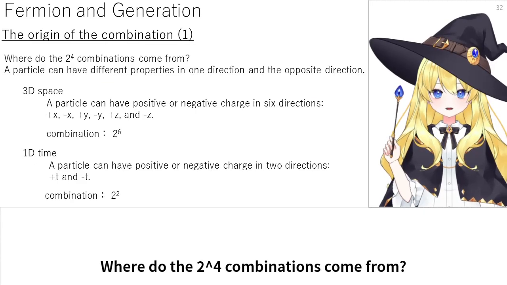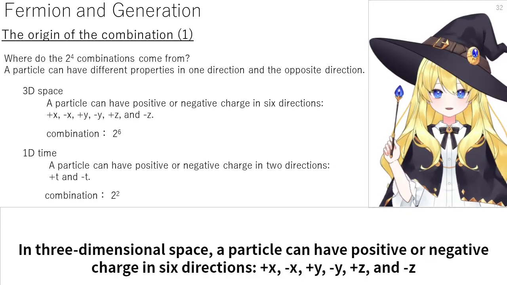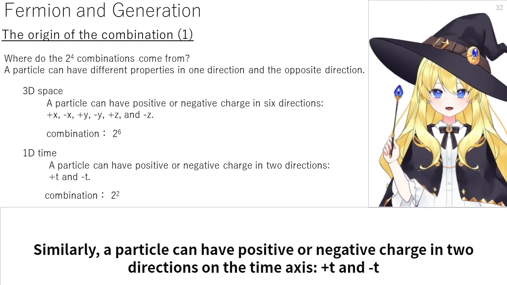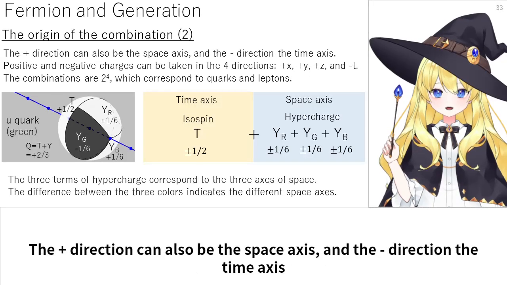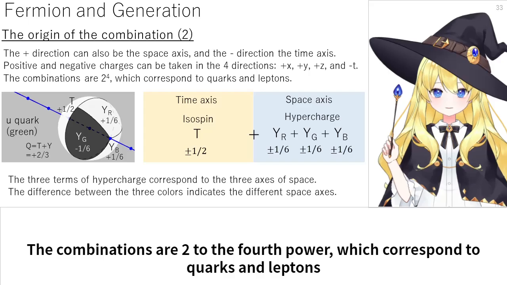Where do the 2^4 combinations come from? A particle can have different properties in one direction and the opposite direction. In 3-dimensional space, a particle can have positive or negative charge in 6 directions: +x, -x, +y, -y, +z, and -z. There are 2^6 combinations. Similarly, a particle can have positive or negative charge in 2 directions on the time axis, +t and -t. The direction can also be the space axis, and the direction the time axis. Positive and negative charges can be taken in the 4 directions x, y, z, and t. The combinations are 2 to the 4th power, which correspond to quarks and leptons.